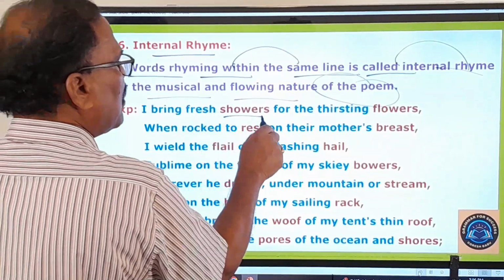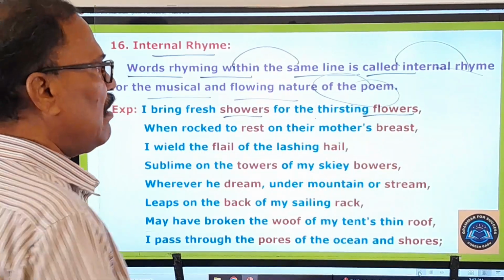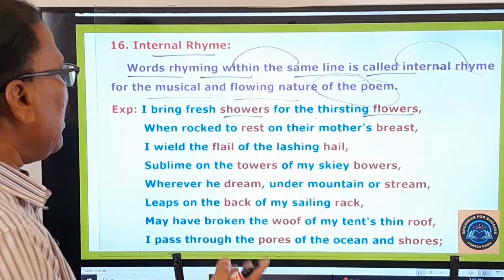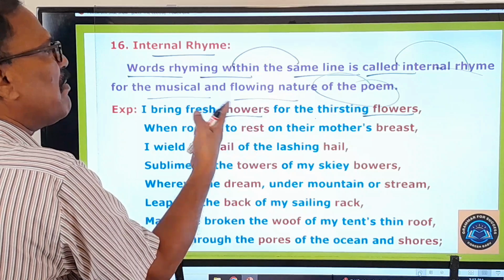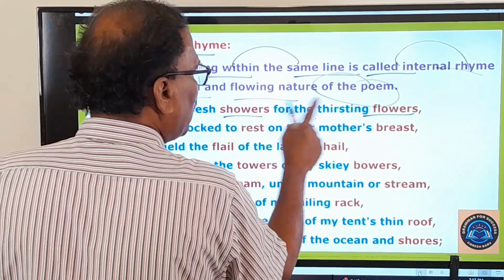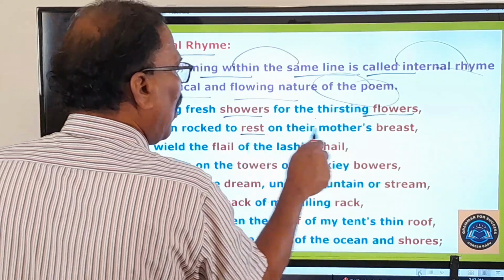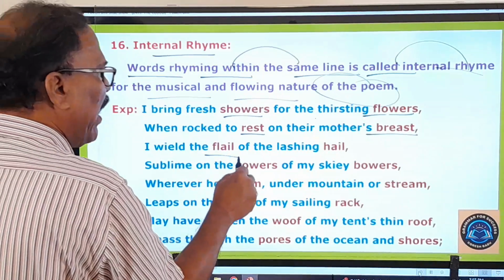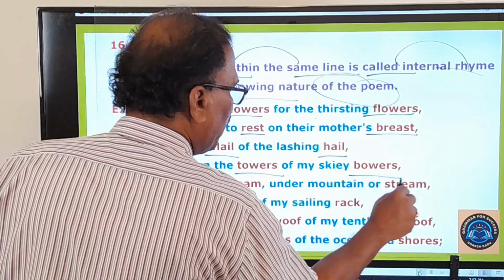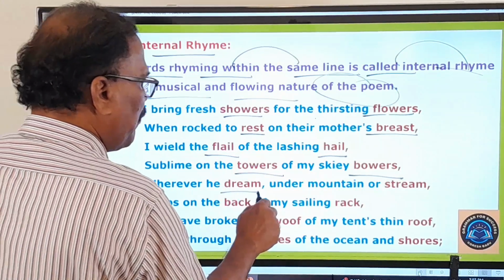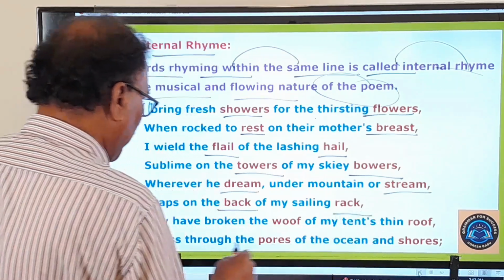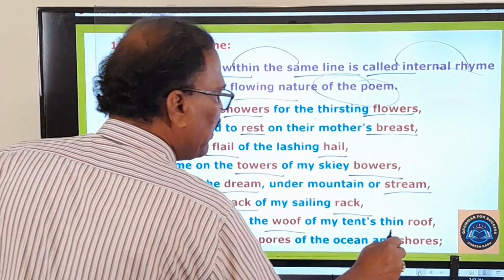So I bring fresh showers from the thirsting flowers. Generally, the rhyming scheme is found at the end of the poetic lines, but here within the poetic lines you can find the rhyming, therefore it is called internal rhyme. So flowers, flowers, when rocked to rest on their mother's breast, I wield the flail and of the lashing hail, sublime on the towers of my skyey bowers, wherever he dream under mountain or stream, leaps on the back of my sailing rack. We may have broken the hoof of my tent's roof.